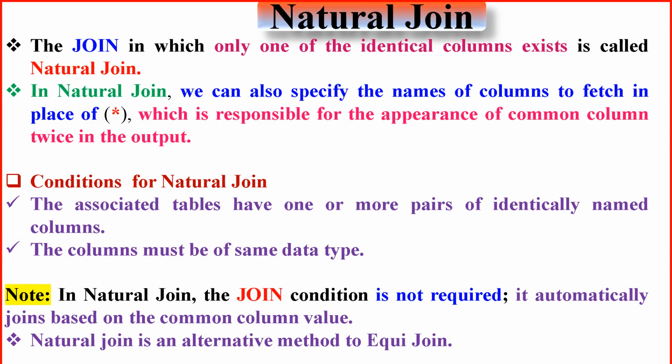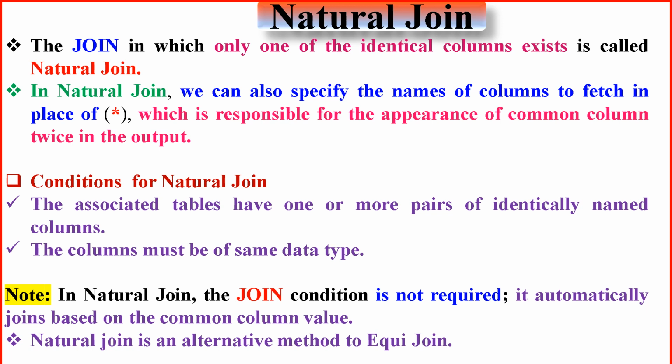In SQL, the join in which only one of the identical columns exists is called natural join. Let's see the explanation. Listen carefully. A natural join is a type of join operation that automatically matches columns with the same name across two tables. When you perform a natural join, the resulting table includes only the columns that exist in both tables, and it combines the rows from both tables where the values in the matched columns are equal.